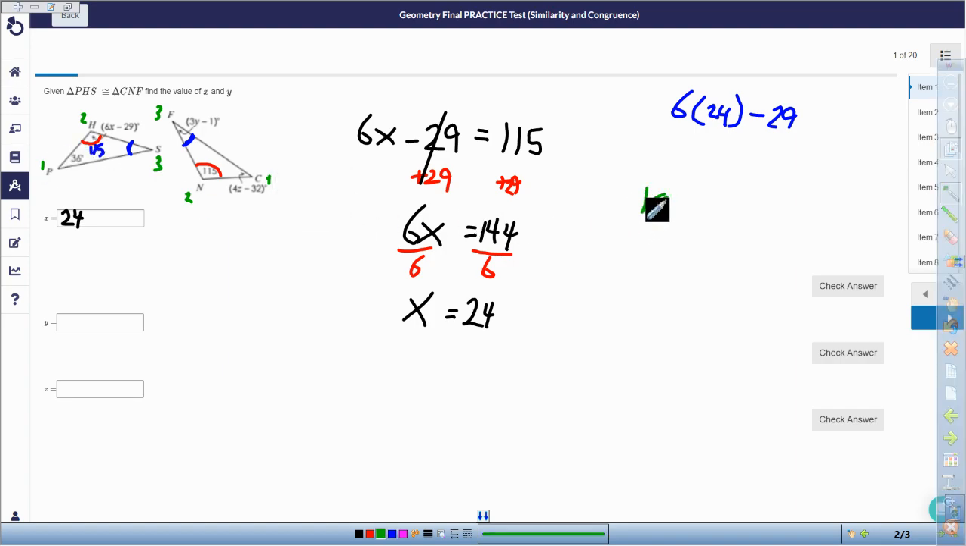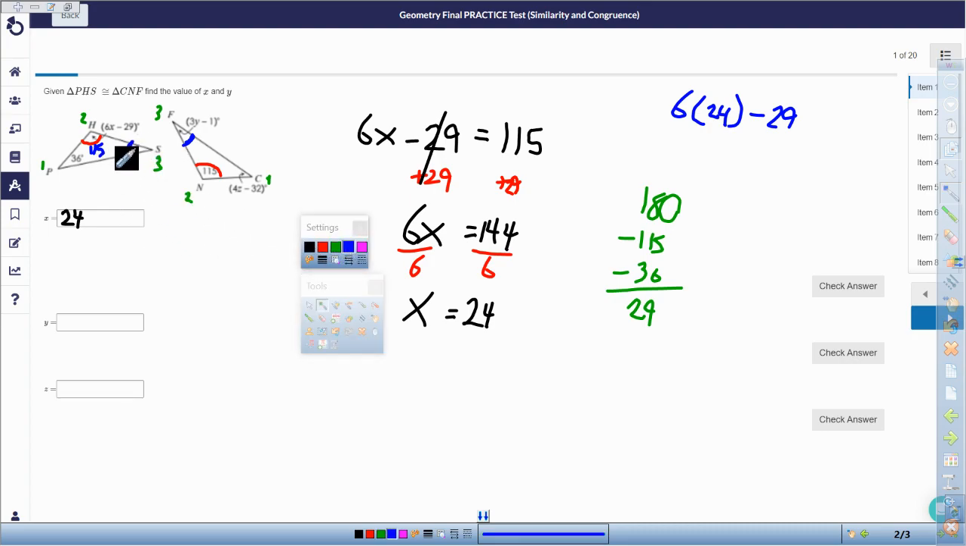So we can take 180 and subtract those two angles. So 115 and 36, and we can get the missing one. So let's see, 180 minus 115 minus 36, we got 29. So there it is. That's the measure of angle S. 29, I'm going to put it right there.